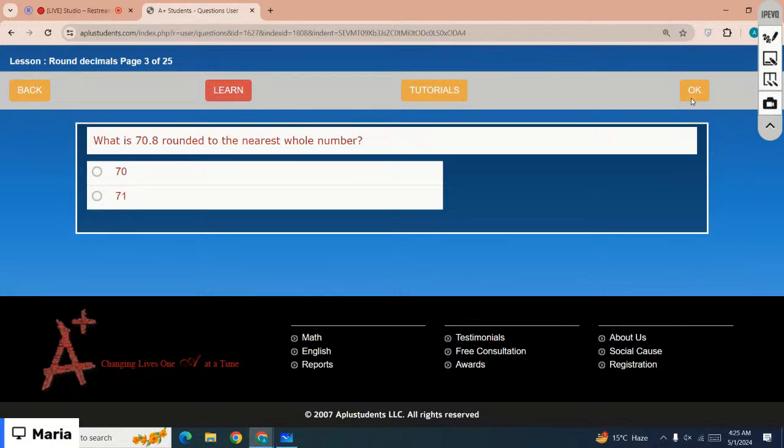What is 70.8 rounded to the nearest whole number? Which is the correct option? The correct option is 71, right?